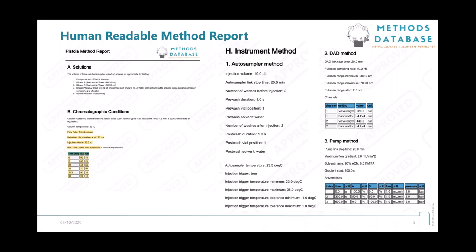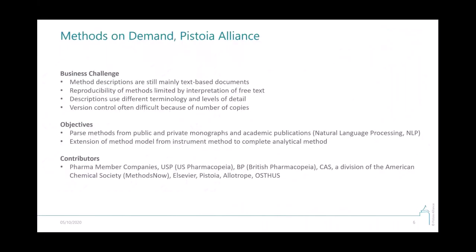Most recently, Pistoia is starting a new project. So after we can now integrate various software systems and instruments using the digital method, we need to think about how do we get those digital methods in the first place. Obviously, one way to create those methods is to create a method editor. And for this, we are currently using the capabilities built into the CDS systems.